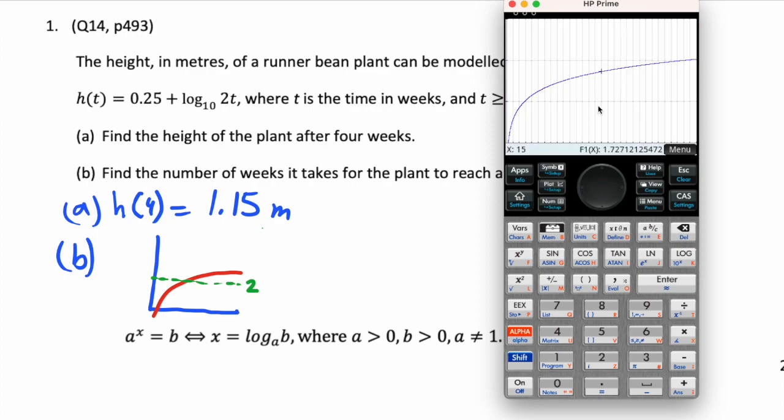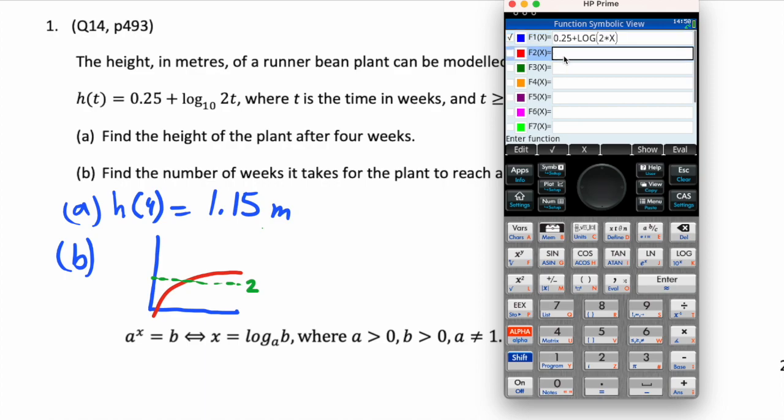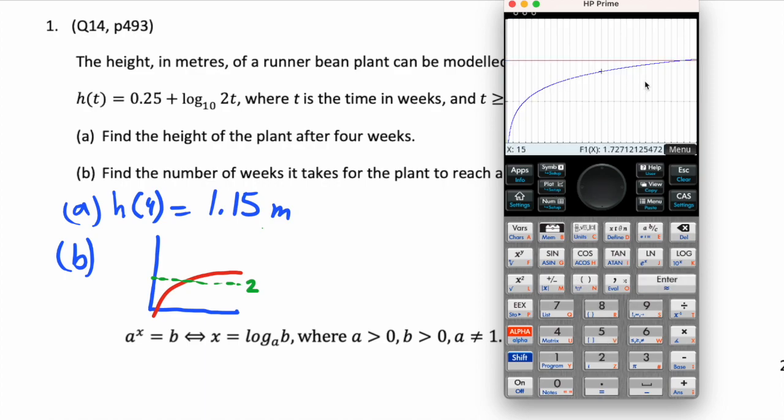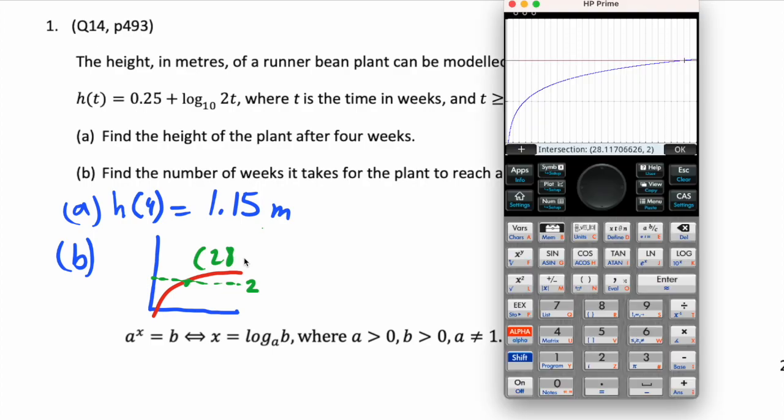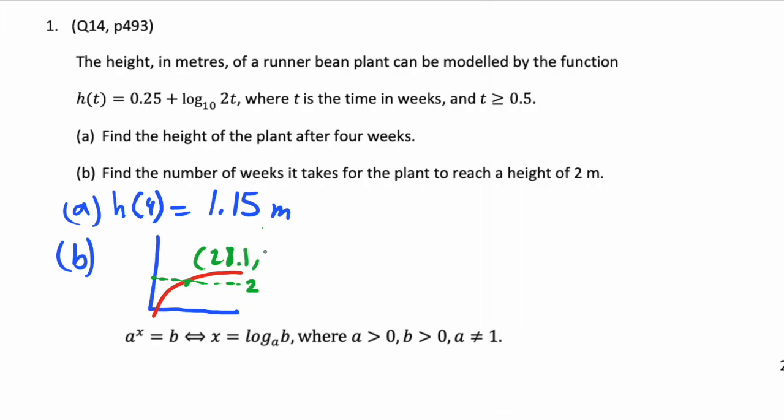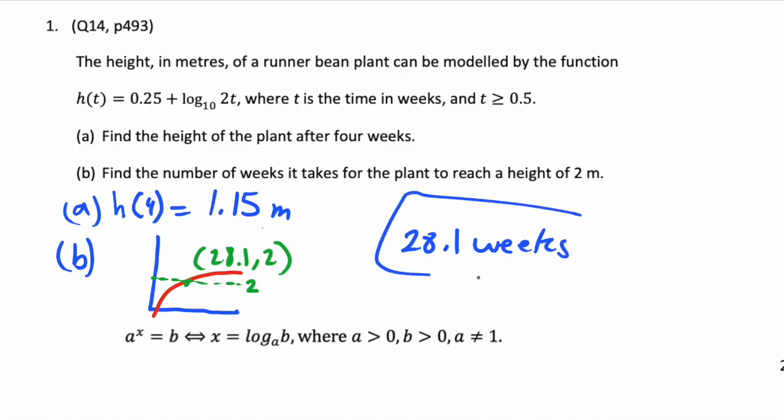And let's plot it. Did I plot the other thing yet? Nope, I have to plot 2. So I get a horizontal line across at 2, and there we go. We can see the point of intersection. Let's go to function, intersection, and 28.1, comma 2 is the point of intersection. So the answer is 28.1 weeks, just after 28 weeks.